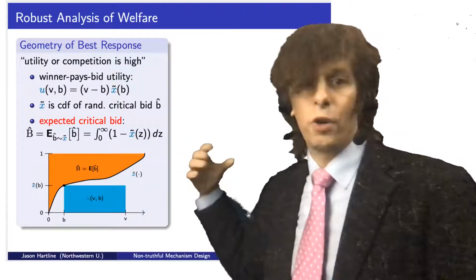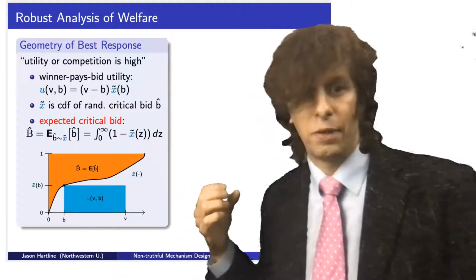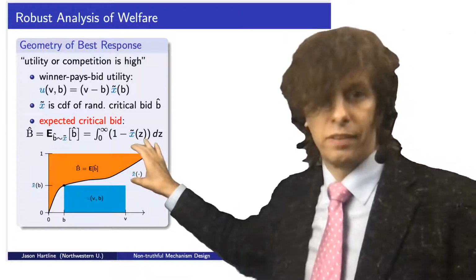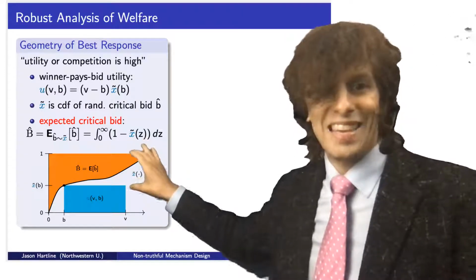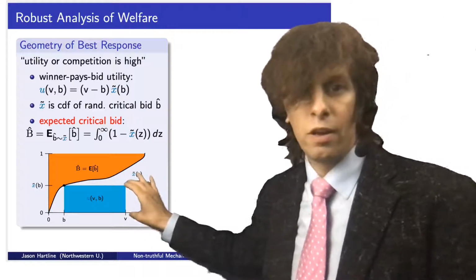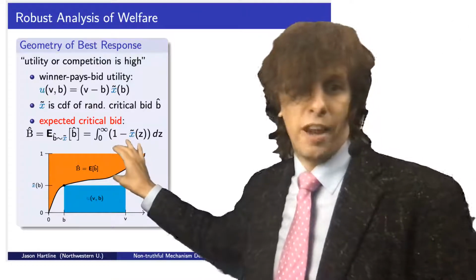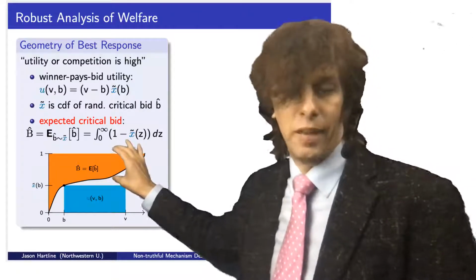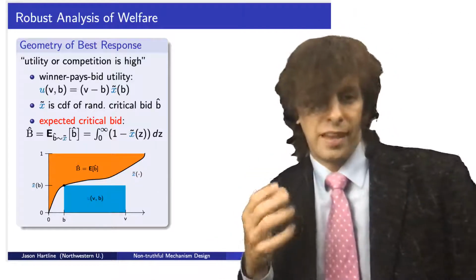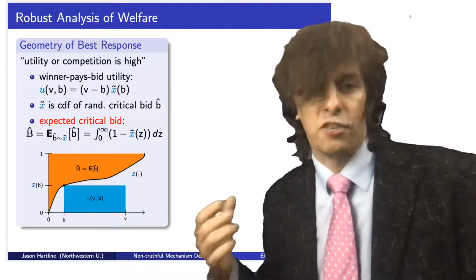Great. So what we're going to do is summarize the competition that the bidder faces by this capital B hat, this expected critical bid. Okay? And we're going to say that either the agent's utility is big, meaning this blue rectangle is big, or the reason why it's not is because the orange area, this expected critical bid, is big. Okay? And when we say big, we mean relative to the agent's value.